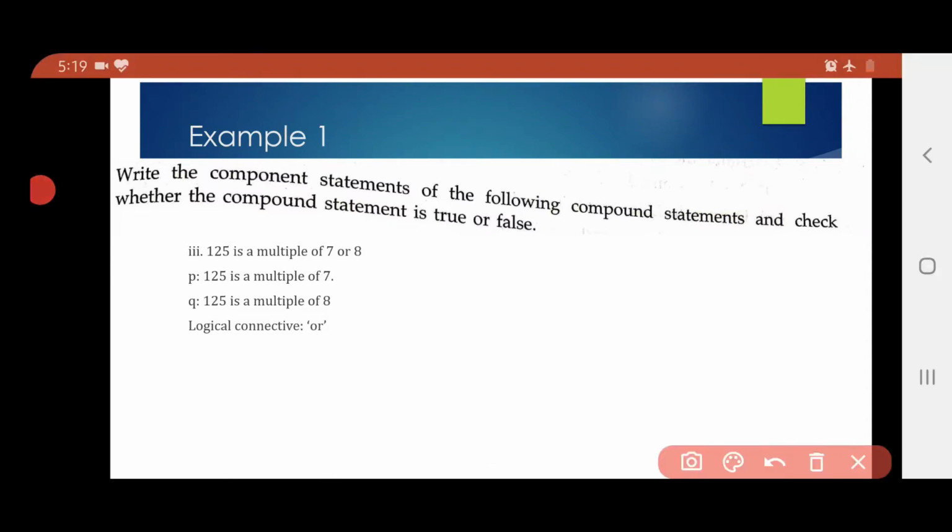125 is definitely not a multiple of 7, so it is false. Again, 125 is also not a multiple of 8, so it is false once again. Both becoming false, therefore the whole compound statement is false. Fine. Let us take the fourth example.